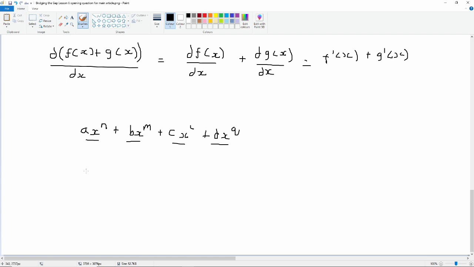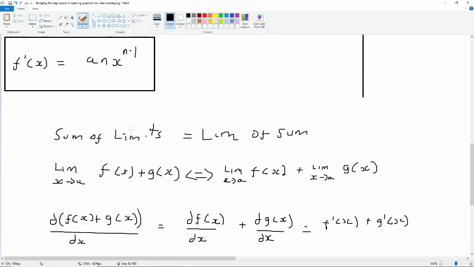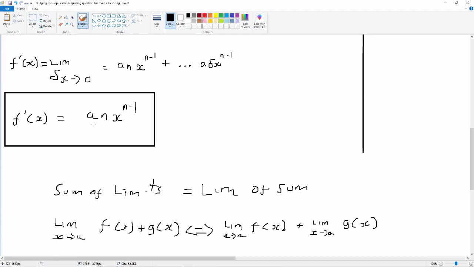And I'm running out of space. Let's choose 2x squared plus 5x plus 1. And that's all equal to y. And we want to find dy by dx. So all we do is find the derivative of 2x squared. So now we know that the derivative is anx to the power n minus 1. So what we do, we take the power and we multiply that by the coefficient, and then we reduce the power by 1.